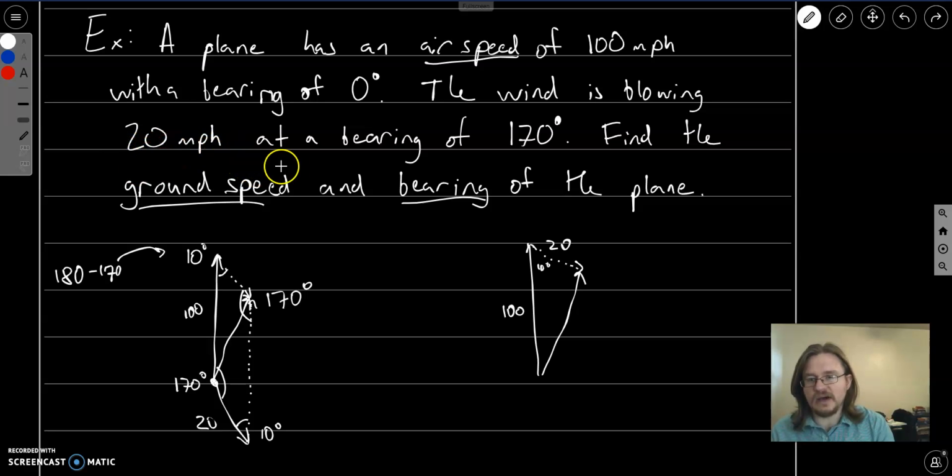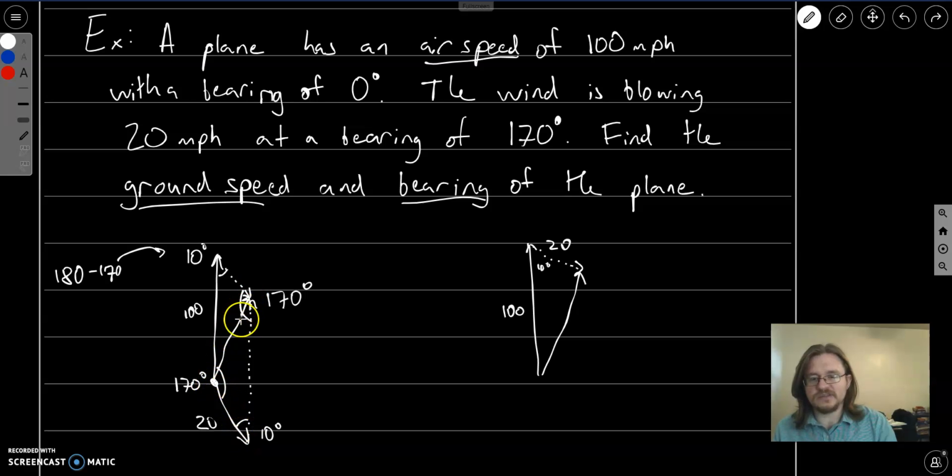The wind is blowing 20 miles an hour, so not quite as fast as the plane is trying to fly, at a bearing of 170 degrees from due north. So 180 degrees is straight back, so 170 degrees is a little bit less than that, so it'll be pointing more south and a little bit east. So we drew our vectors: the airspeed of the plane pointing due north with a length of 100, and the wind pointing at 170 degrees from due north, with a length of 20.